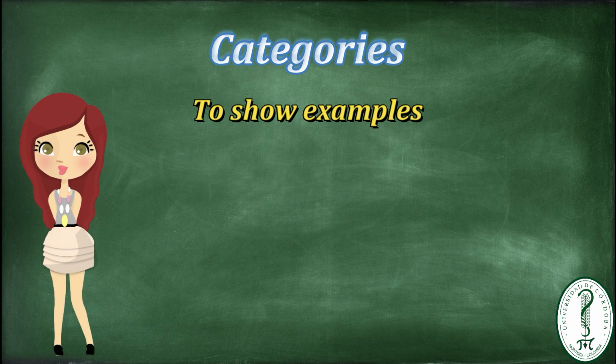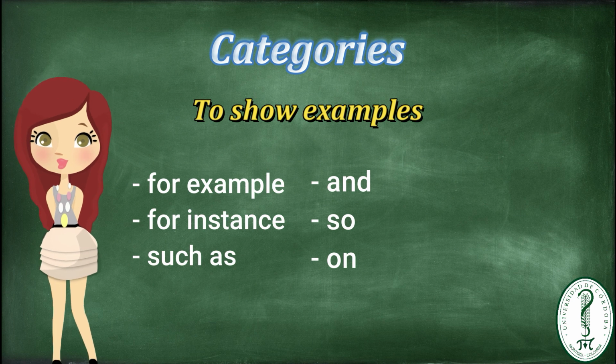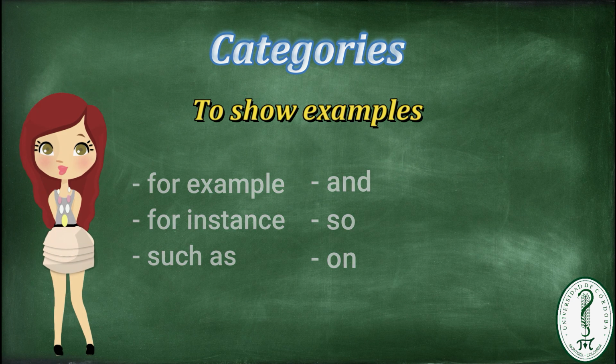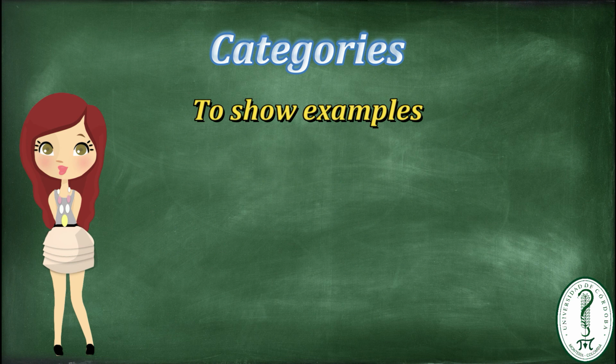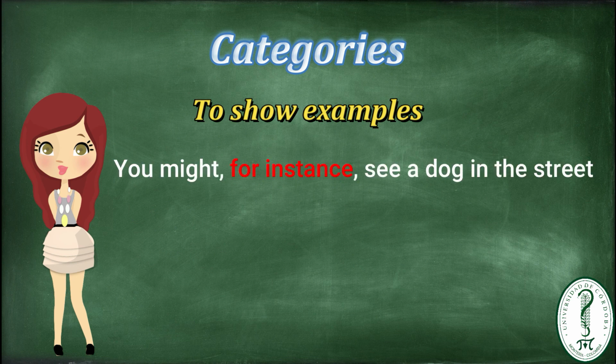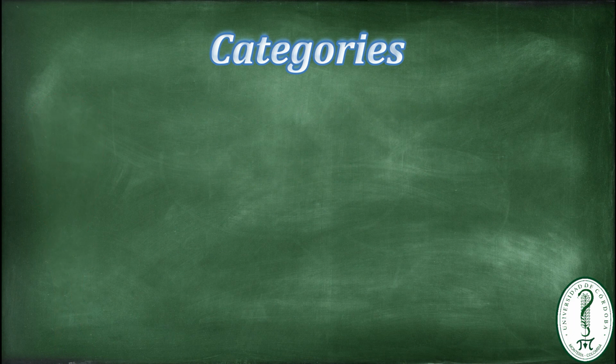Examples. We use illustration to clarify an idea by using examples. For example, you might, for instance, see a dog in the street.